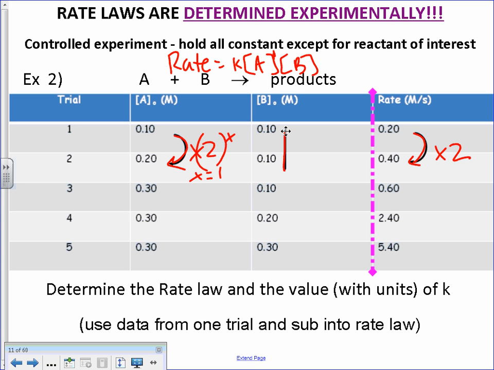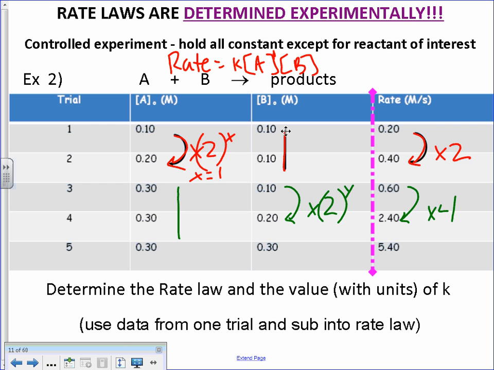Pick your poison here. Which one? 3 and 4. So 3 and 4 has A staying constant at 0.3 molar, and B, what? Doubling. Okay, then what happens to rate when B doubles? Quadruples.